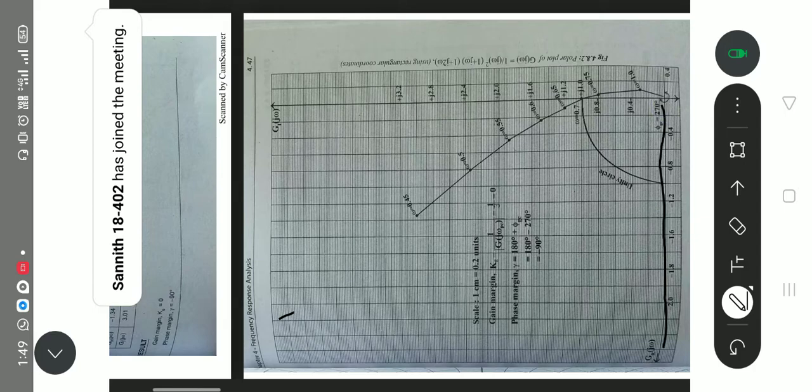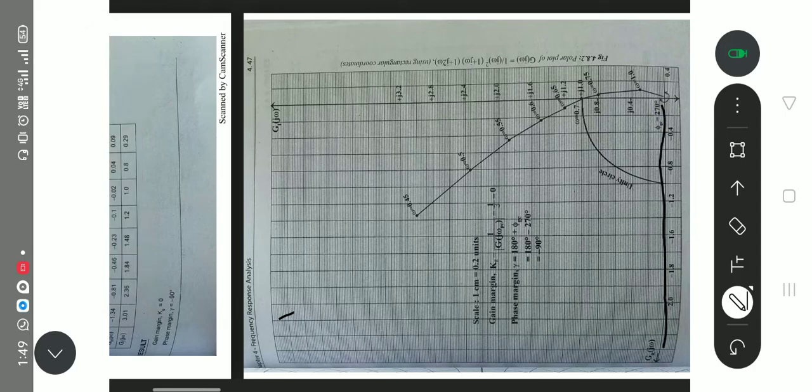The point where the polar plot touches the x-axis, that value we take as omega p c. But here the polar plot is not touching the x-axis. So I am taking omega p c value as infinity. So 1 by infinity is 0.